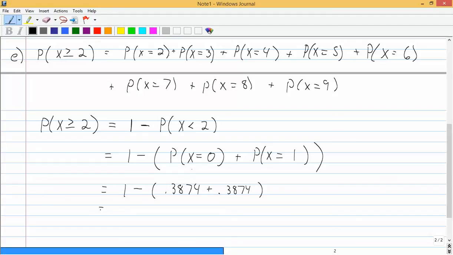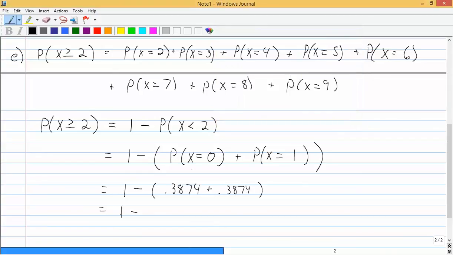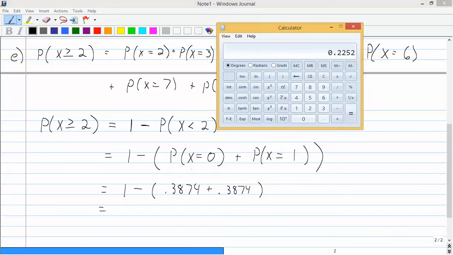So if I say 1 minus that sum, let's see what I would get. I'm just going to subtract it twice. So 1 minus 0.3874 minus 0.3874, 0.2252. But if I distribute that negative, it's going to be subtracting twice, right? Yeah. Throwing some math knowledge in there. You can still add those together and subtract them from 1. You get the same number. So 0.2252.